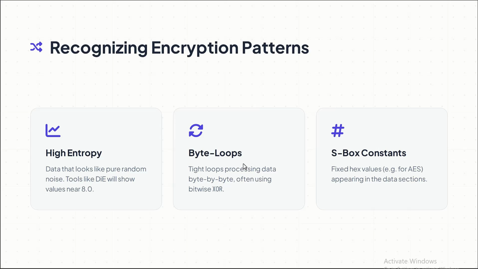And the last encryption pattern is fixed hex values, for example S-boxes appearing in the data section. I think for the RC4 encryption mechanism, the hex value is 256. That's one of the patterns that you can notice that this sample is using the RC4 mechanism as an encryption of the sample.